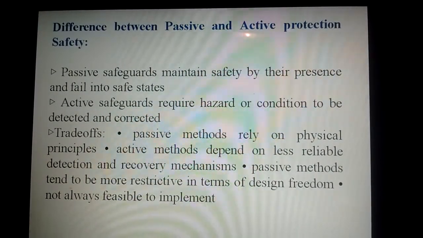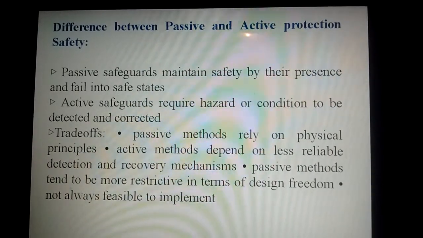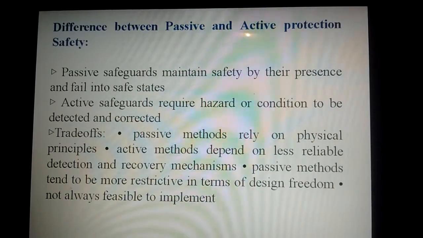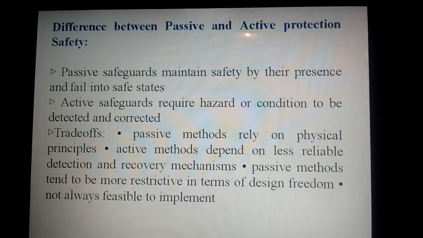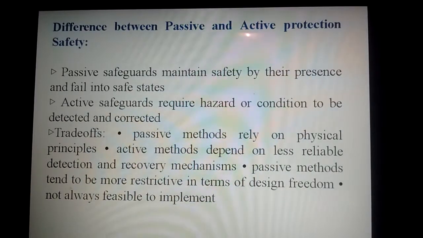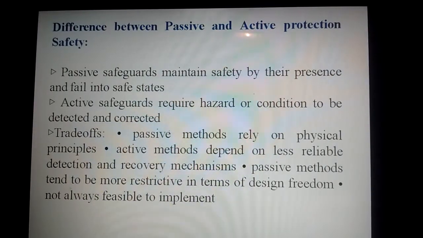The passive methods rely on physical principles. Then active methods depend on less reliable detection and recovery mechanisms. The passive methods tend to be more restrictive in terms of design freedom, and active methods are not always feasible to implement. This is the main difference between the passive and the active protection system.